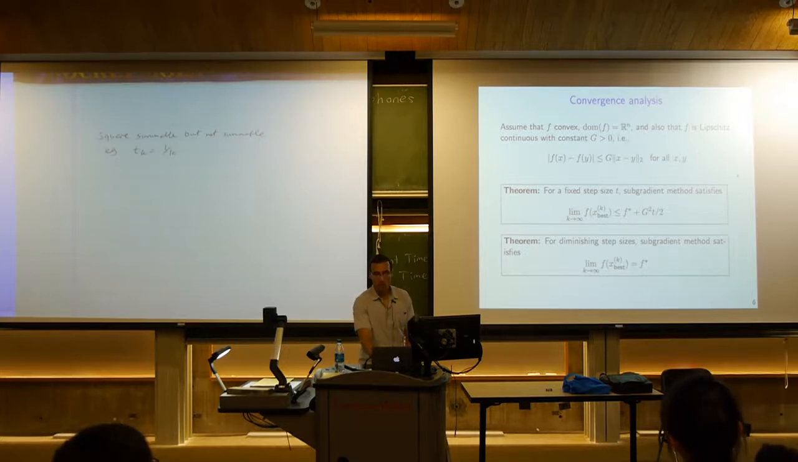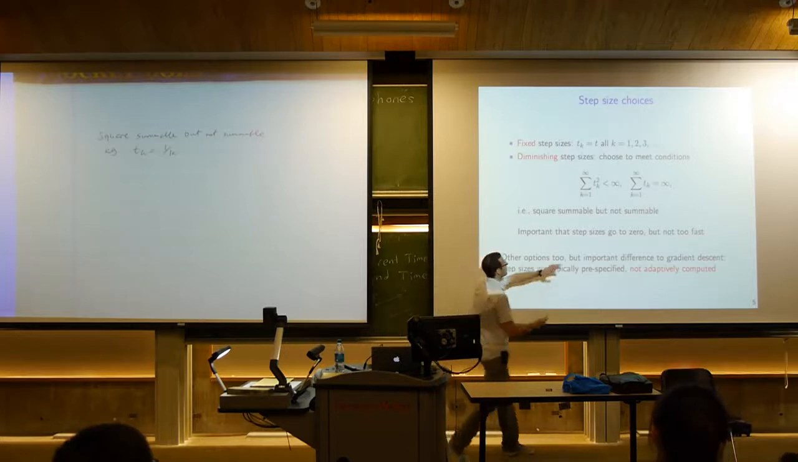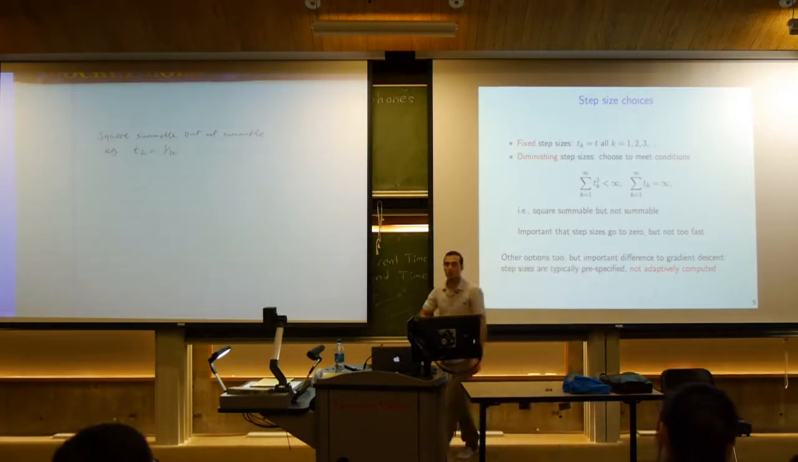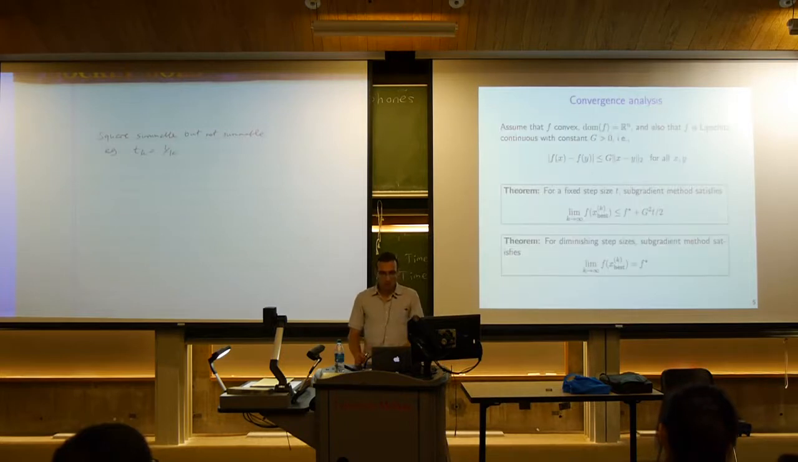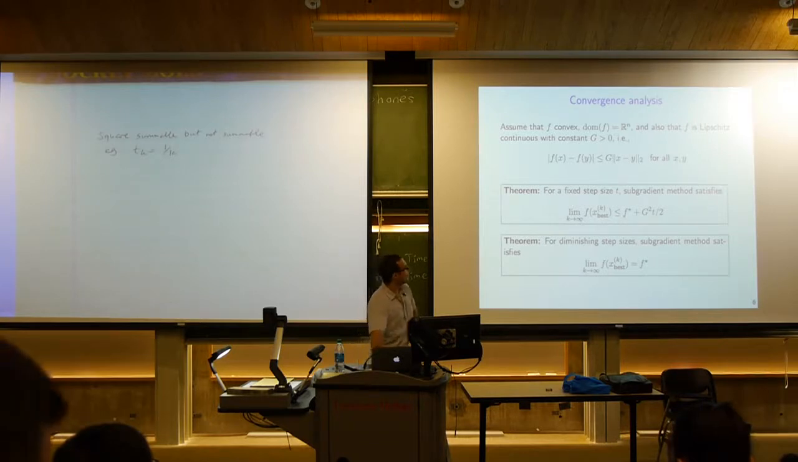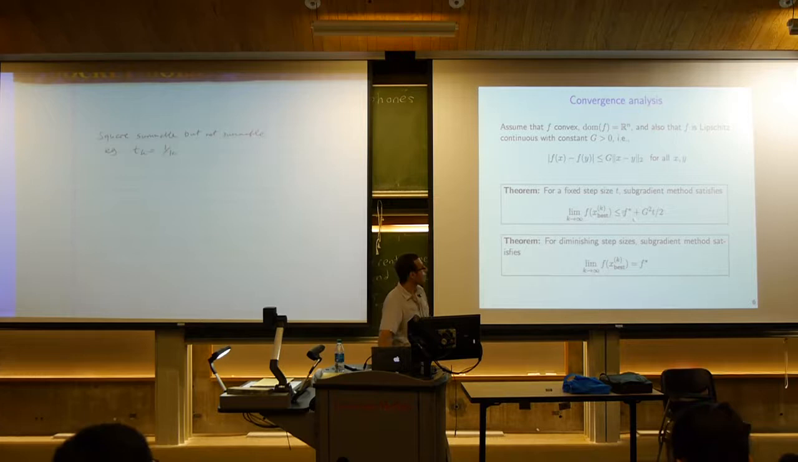So if that's true, then we can basically present two theorems, one for fixed step size and one for diminishing step sizes, where we define diminishing to mean something that satisfies those two conditions, square summable but not summable. The fixed step size theorem says that if we were to track the best iterate that we see so far over all iterations, running subgradient method indefinitely, the best that we see is less than or equal to the optimal criterion value plus the Lipschitz constant squared, g squared, times t over 2, where t was the fixed step size.